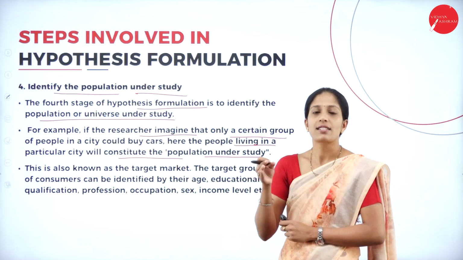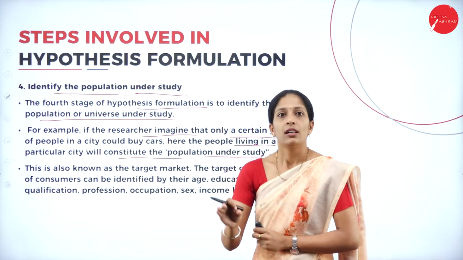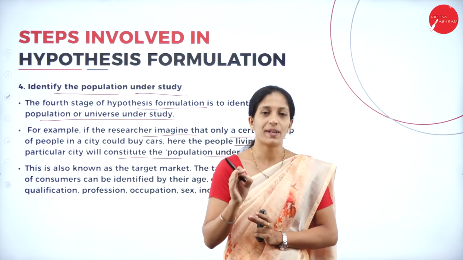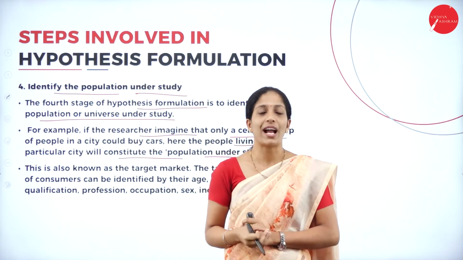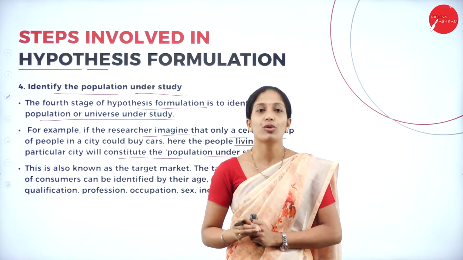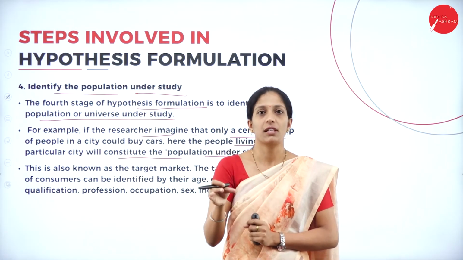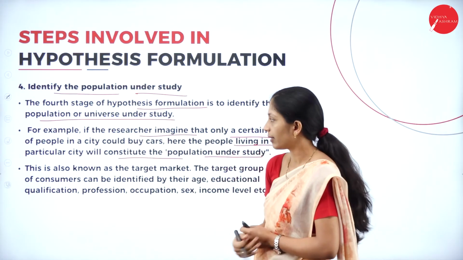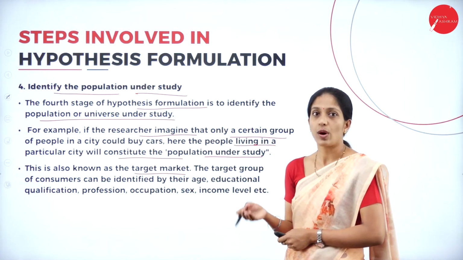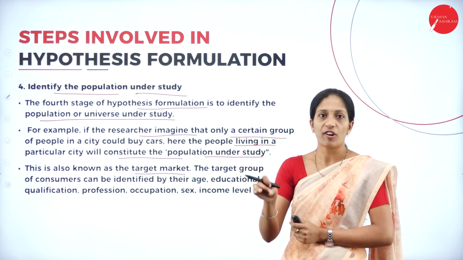Now if you take the city, that is Bangalore city. So here the researcher assumes that only the people of Bangalore city will be able to buy the cars, then the whole population, that is the whole Bangalore city, will be the population under study. So this is known as the target market. So this is known as what? Target market, because he is going to target a particular group of people.